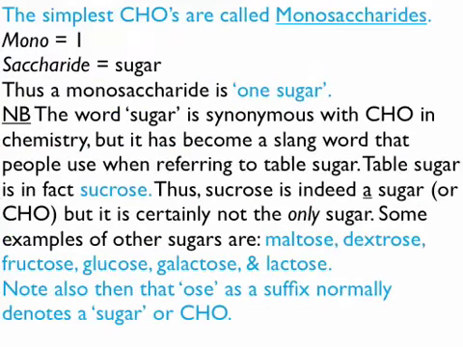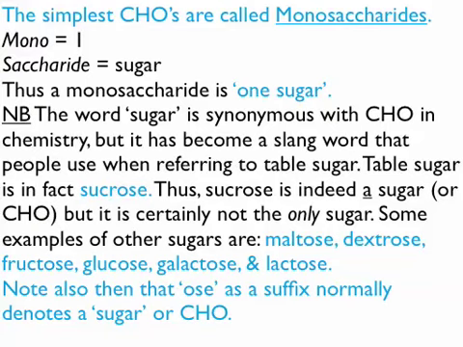Now the simplest carbohydrates are called monosaccharides. Mono means one, and saccharide is the word for sugar. So a monosaccharide is one sugar. Now you need to note that the word sugar is synonymous with carbohydrate. That means that carbohydrate, the word, is interchangeable with sugar. But this is true of chemistry. What's happened in society is that sugar has become a slang word that people use when referring to table sugar. Now table sugar is actually sucrose, which is a disaccharide that we'll look at in a moment.